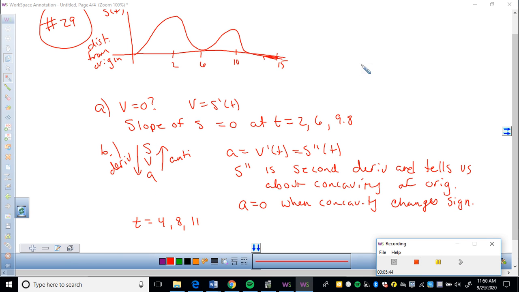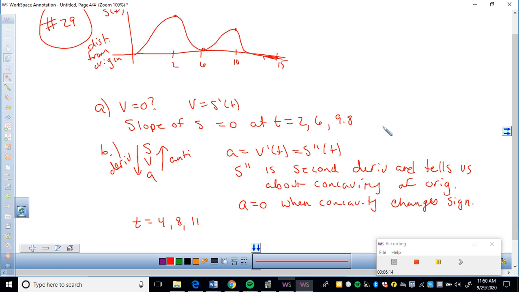Okay, number 29, they gave us a graph of the position function, and then they asked us when the velocity is equal to 0 and when the acceleration is equal to 0. Well, velocity is the derivative of position, and so that's the slope of the position graph. And the slope of the position graph equals 0 at this point, t equals 0, this point, t equals 6, and somewhere like that point, which they called 9.8. Okay? So that's when the slope of the tangent line is 0. That's when the velocity would equal 0.